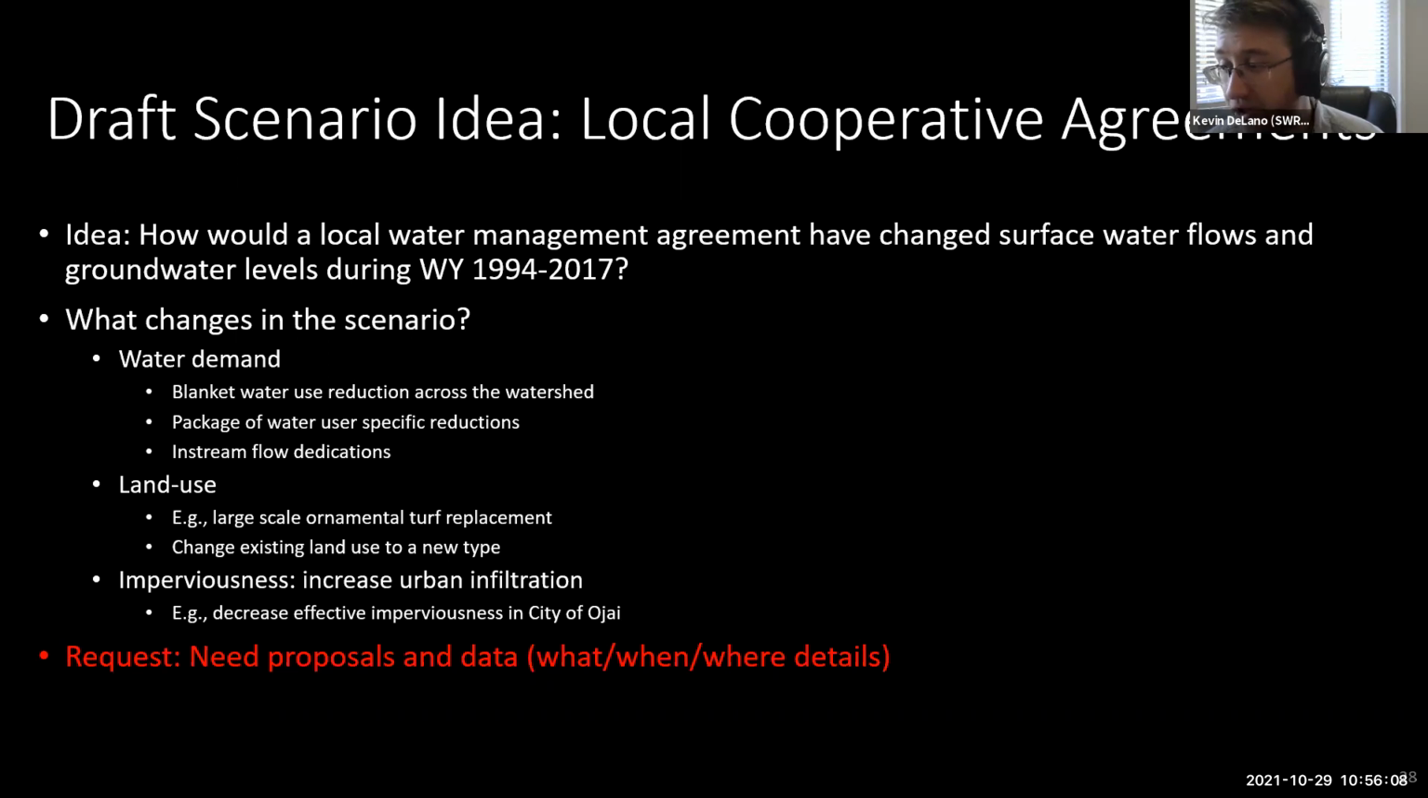But we should also be talking as early as next week about what we need from you to help shape this scenario. So details are good. Data of where changes are going to be is good. Well, big question. Okay.